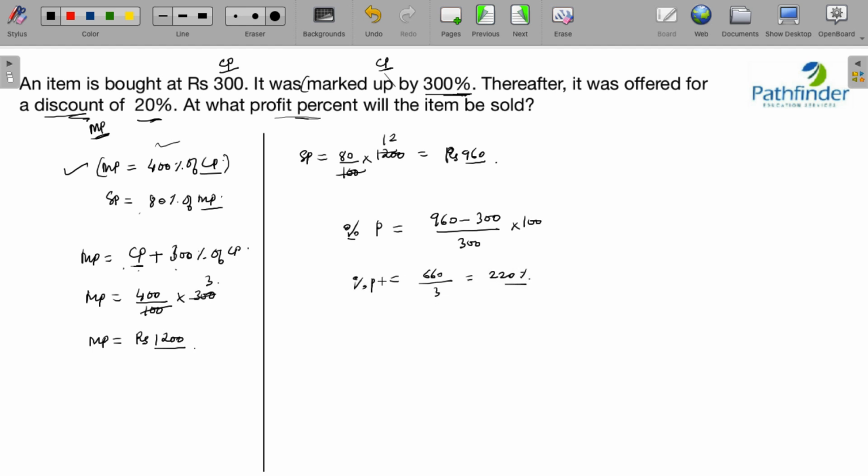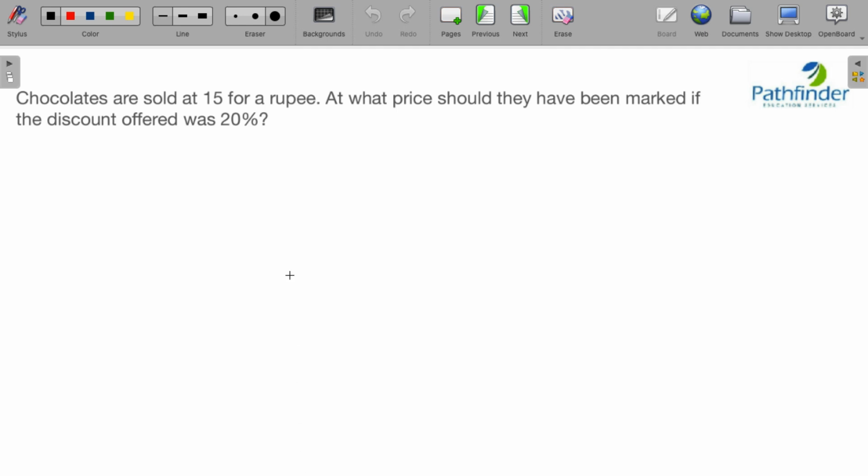So 220% is the percentage profit. You should be in a position to calculate this very fast. In fact, these calculations, over a period of time, you should be able to do them orally if you want to win in a competition. Let us look at the next question.